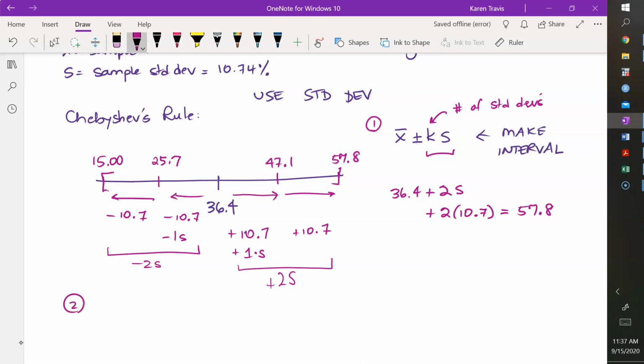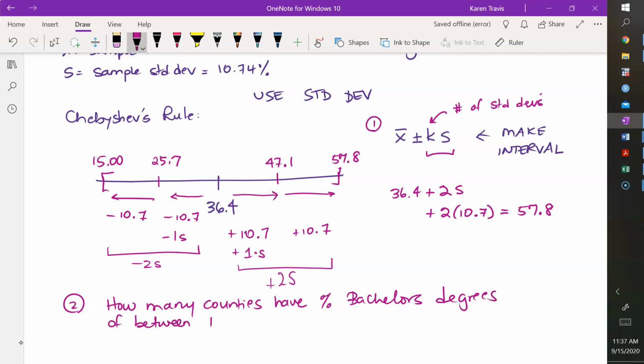The second step is that it tells us how much of the data will land in the interval. So our interval is saying basically how many counties have percent bachelor's degrees of between 15%, that's my lower bound, and 57.8%. So that's my interval.